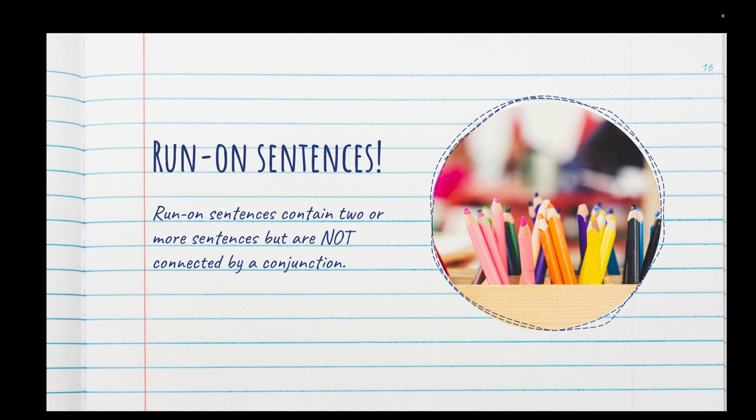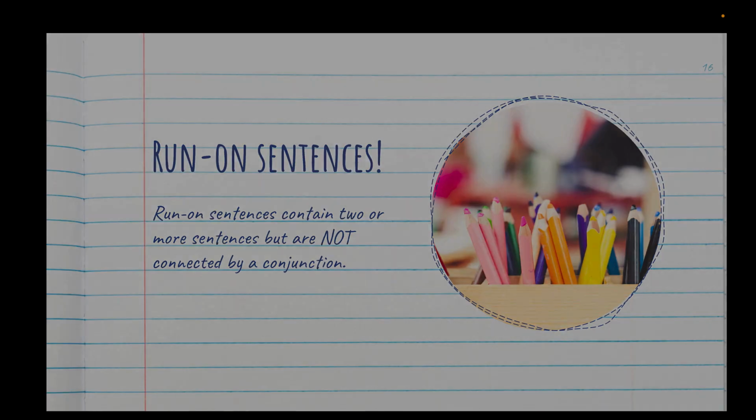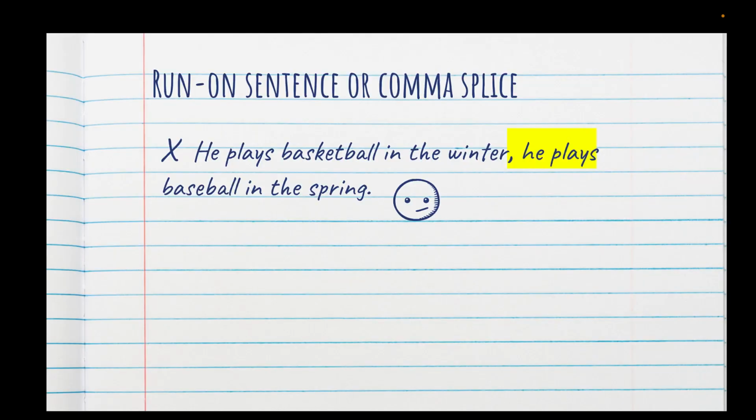We are moving on to run-on sentences. These are sentences containing two or more sentences that are not connected by a conjunction. So here we have the classic comma splice. He plays basketball in winter. He plays baseball in the spring. We say it in one breath. They're really connected. We want them to be connected. We want to connect them with a comma, but it's not a complete sentence.